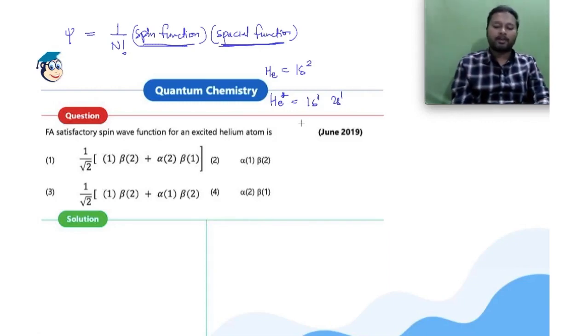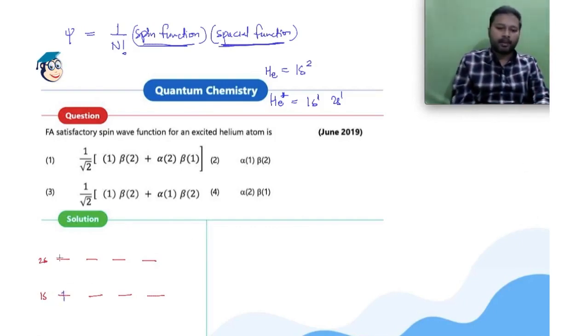Now that means the spatial part will be symmetrical, so you have to deal with the spin part. How can you write down the spin part? Let's do that. Let's say there are 4 possibilities, since these electrons are in 2 different orbitals. I'm just drawing those 2 energy levels: this is 1s and this is 2s, the excited level. I will fill the electrons in this way.